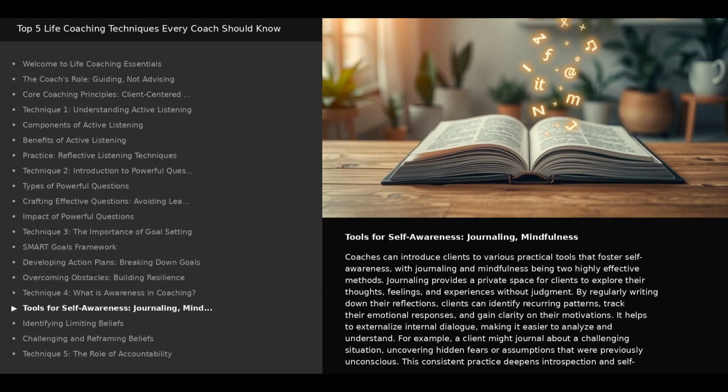Journaling provides a private space for clients to explore their thoughts, feelings, and experiences without judgment. By regularly writing down their reflections, clients can identify recurring patterns, track their emotional responses, and gain clarity on their motivations. It helps to externalize internal dialogue, making it easier to analyze and understand. For example, a client might journal about a challenging situation, uncovering hidden fears or assumptions that were previously unconscious. This consistent practice deepens introspection and self-understanding over time.